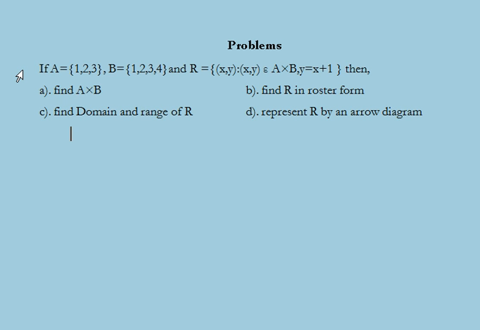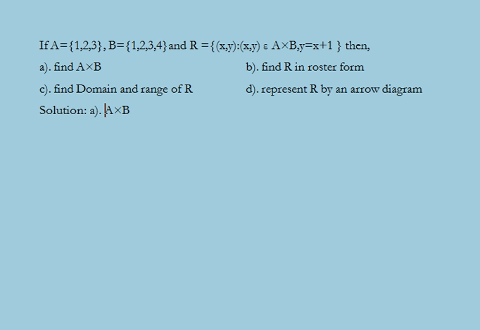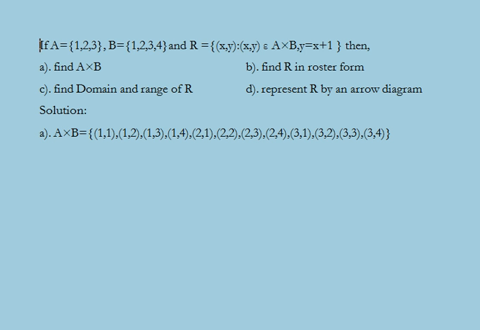Now, as required in the problem, first we are required to find the elements of A × B, which are (1,1), (1,2), (1,3), (1,4), (2,1), (2,2), (2,3), (2,4), (3,1), (3,2), (3,3) and (3,4). Next, we are going to express the relation R in roster form.